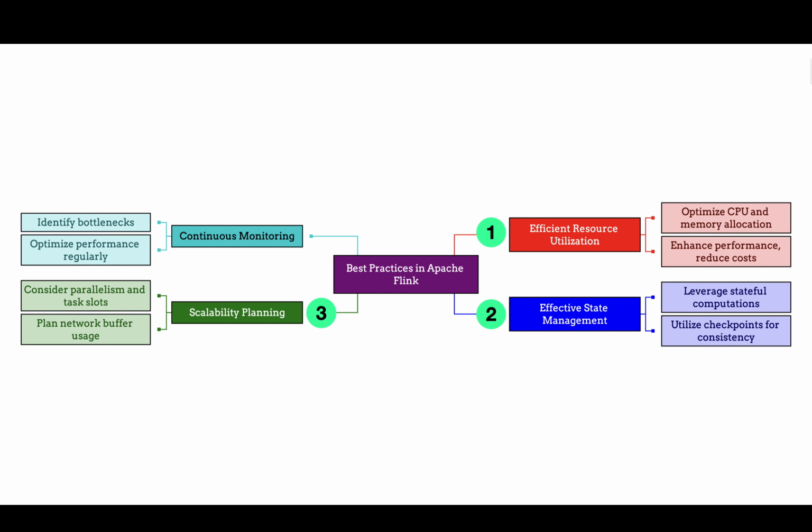3. Scalability planning. Plan the scalability of Flink applications, considering factors like parallelism, task slots, and network buffers. 4. Continuous monitoring. Implement continuous monitoring and tuning of Flink applications to identify bottlenecks and optimize performance.